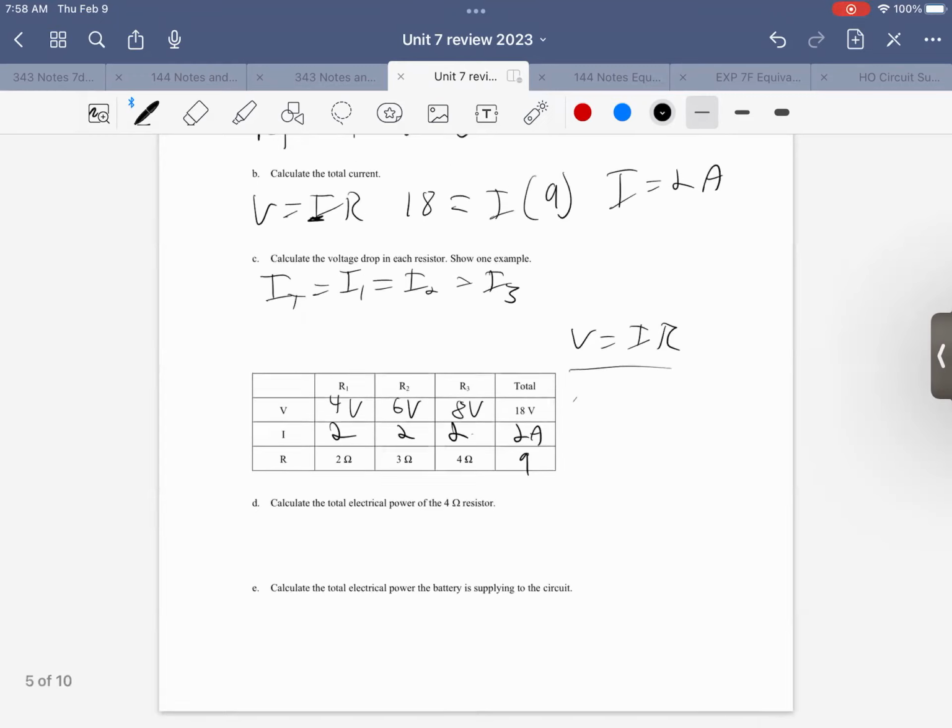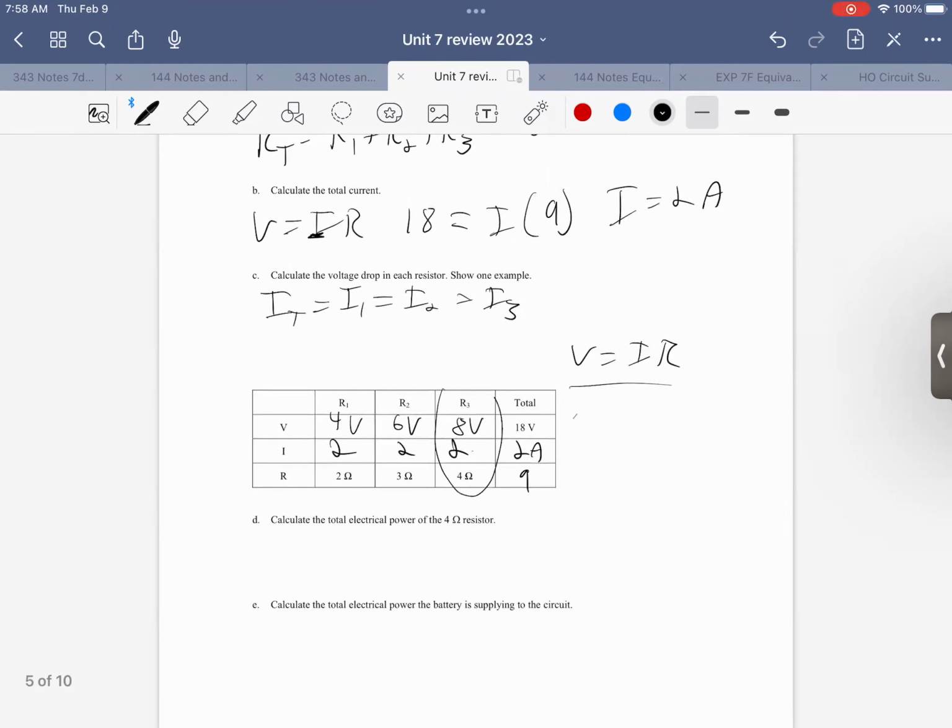All right, calculate the total electrical power for the 4 ohm resistor. So that's the 4 ohm resistor. Power is the voltage times the current. And so power is just going to be 8 volts across it, the energy drop, times the rate that it's flowing through there, 2 amps, and that gives me 16 joules per second, which we call 16 watts of power.